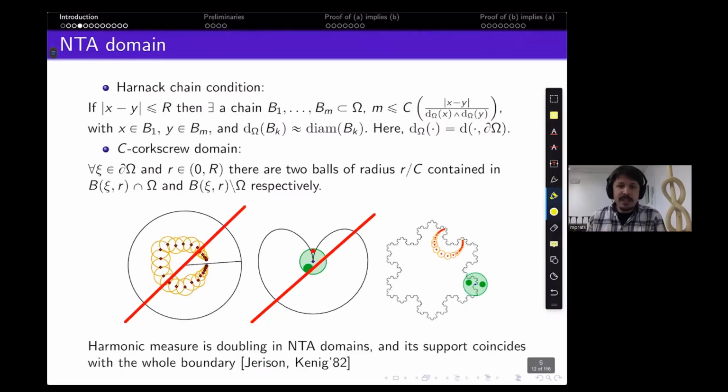So harmonic measure is well behaved in NTA domains, and its support coincides with the whole boundary. Okay. So what are we talking about? Well, the dimension of the support. What is the dimension of the support? It's not that. The dimension of the support is the dimension of the boundary. What we want to understand is the dimension of the minimal set that contains all the harmonic measure, such that the complement of this set would have harmonic measure 0, and this can be of dimension smaller than the dimension of the boundary, as is the case with the von Koch snowflake.